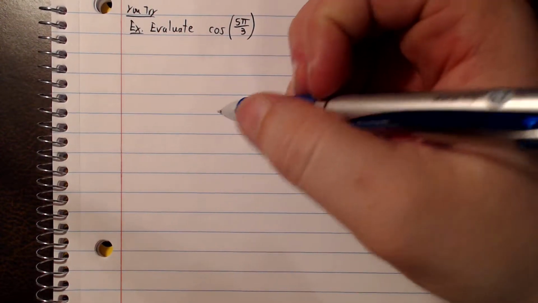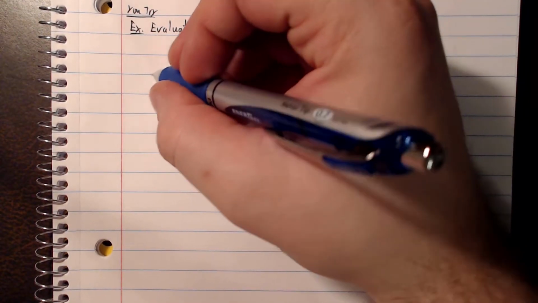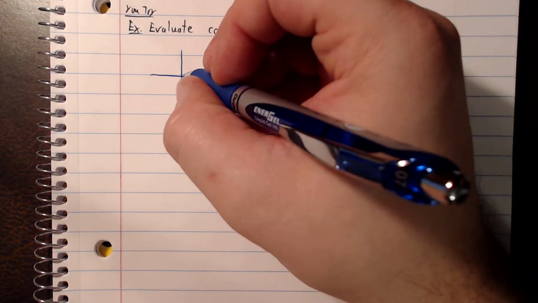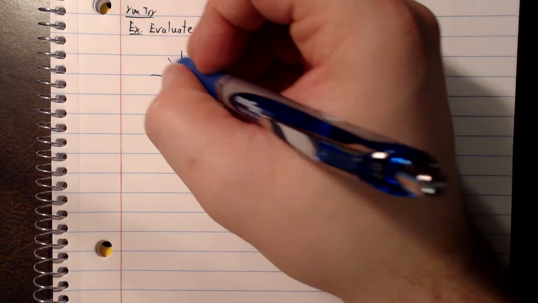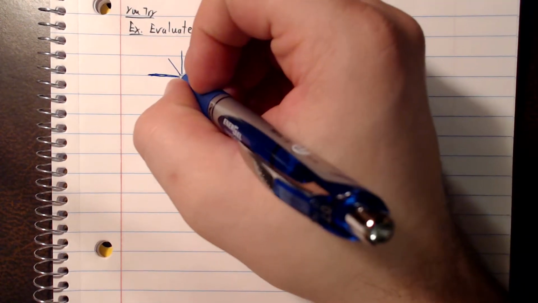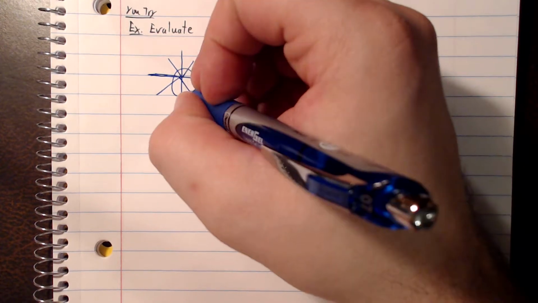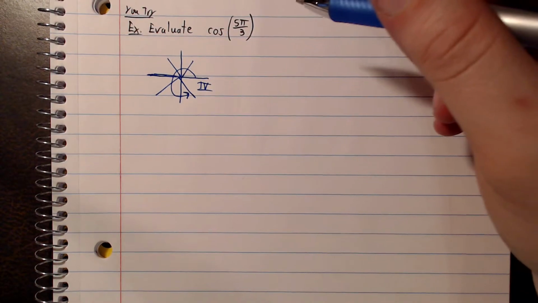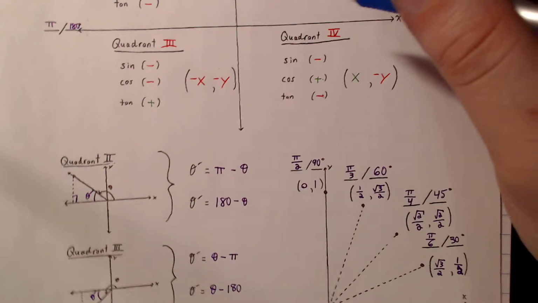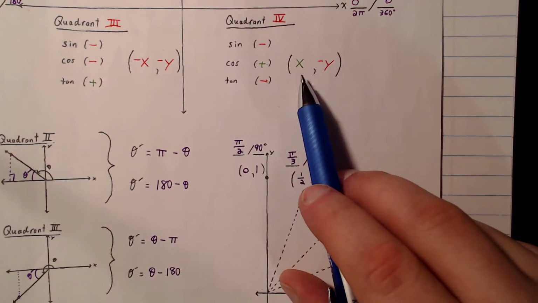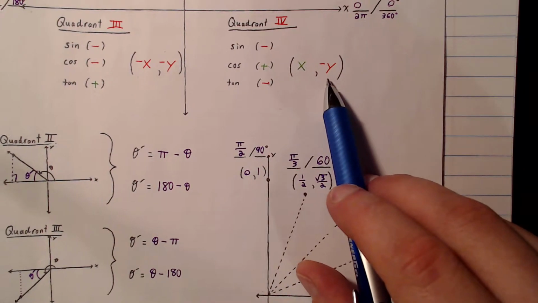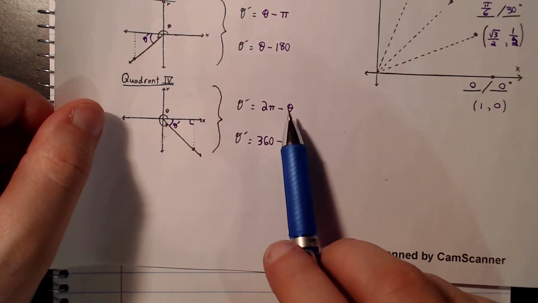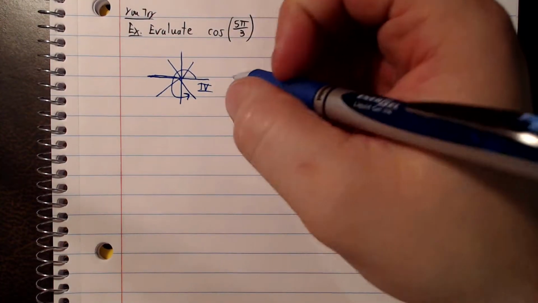We start off by checking out what this angle theta looks like. 5 pi over 3. Let's see. 1 over 3, 2 over 3, 3 over 3, 4 over 3, 5 over 3 is in quadrant 4. So we need quadrant 4 information. Quadrant 4 information says positive x, negative y. It also says 2 pi minus theta for our reference angle.